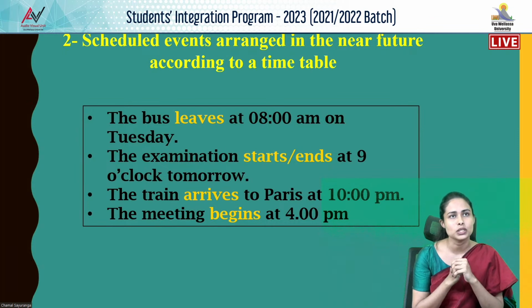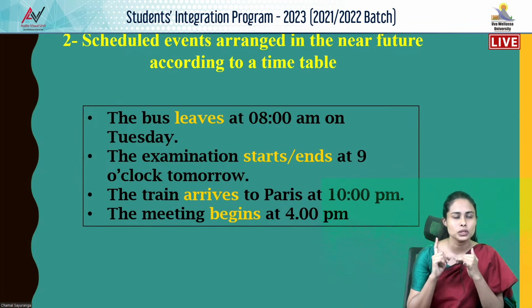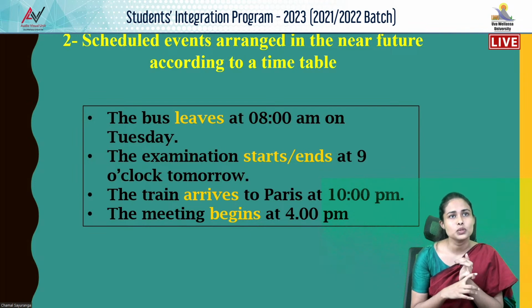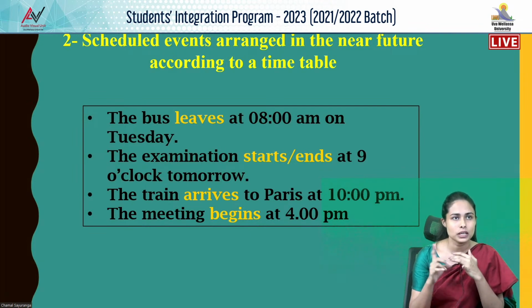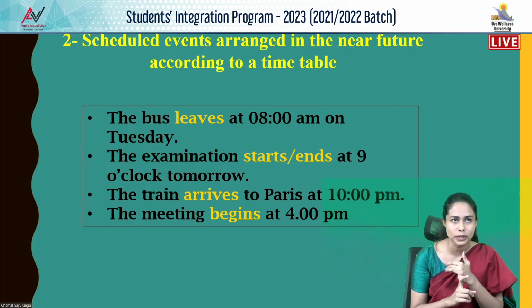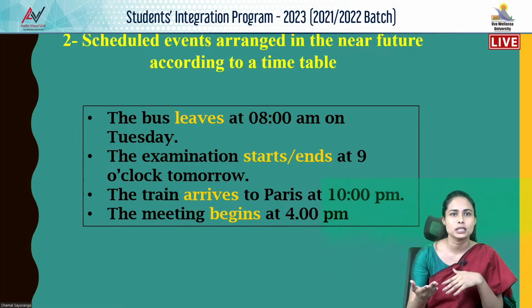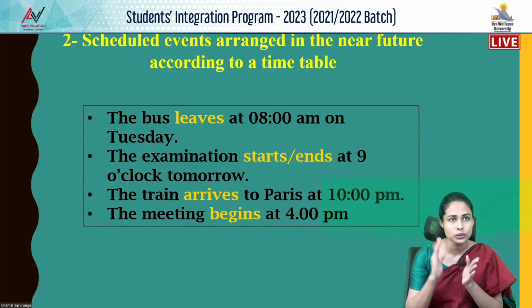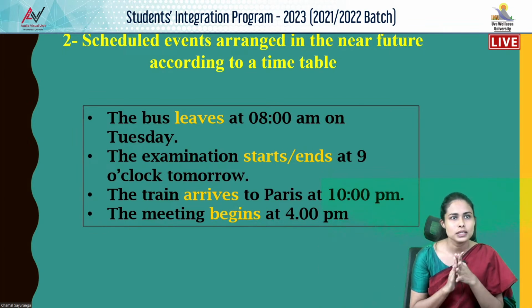Therefore, for example, the examination starts and ends at 9 o'clock tomorrow. Tomorrow is future, but you know that the exam is going to start and end at that specific time. The train arrives in Paris at 10 p.m. You know that it arrives on time. It is based on a timetable. The meeting begins at 4 p.m. You already know that. It is going to happen for sure. Then you can use simple present tense, right? The bus leaves at 8 a.m. on Tuesday. You can say the meeting starts at 8 a.m. tomorrow. Therefore, when we talk about scheduled events arranged in the near future according to a timetable, it is better to go with simple present tense. No need to use future tense. Is that clear?